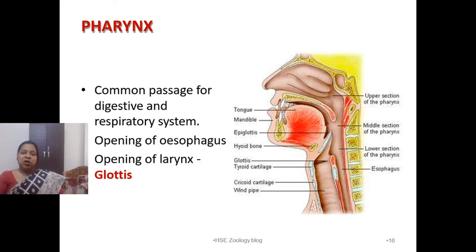And the lower section of pharynx, what you can see in the diagram, is the laryngopharynx, where it will divide into two. Okay, one part will enter into the esophagus and another part will enter into the trachea, right? The opening of the trachea is known as glottis. Okay, where it is also the opening of the voice box, that is larynx.